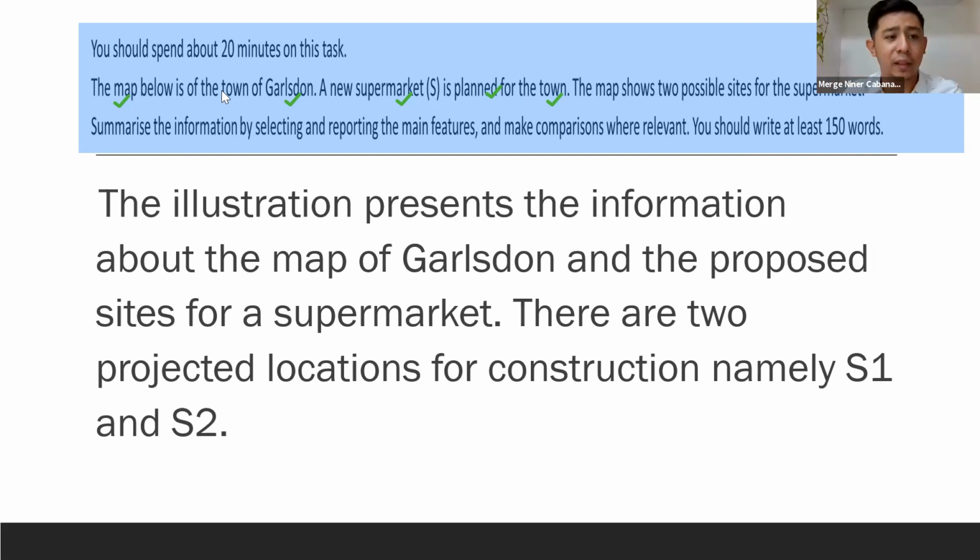Does anyone have any questions or concerns or any clarifications? Let's start with Sheena. Sheena, do you have a question? Wala po, sir. Okay. What about you, Jordan? Do you have any concerns? Wala din naman po, sir. Okay, thank you very much. What about you, Emil? Do you have any clarifications? Wala pa po, sir. Okay, nice.